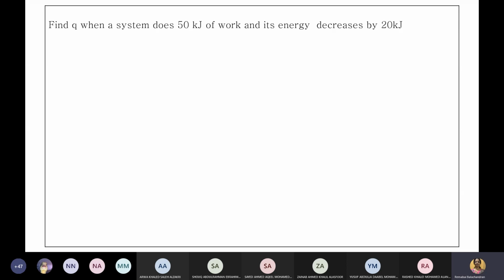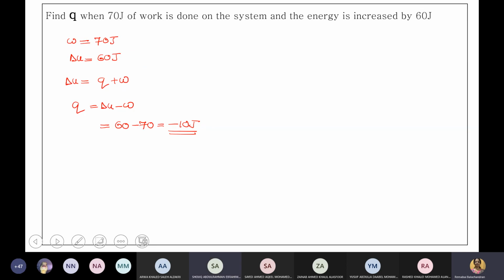Okay, tell me now. Work is minus 50 kilojoule. Yes, W is equal to minus 50 kilojoule. Then delta U is minus 20 kilojoules. Units in both cases are the same, right? Okay, correct.